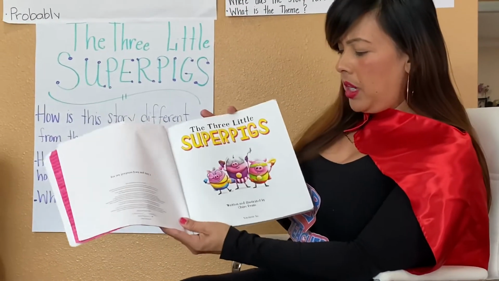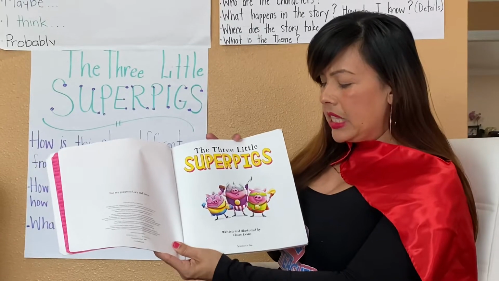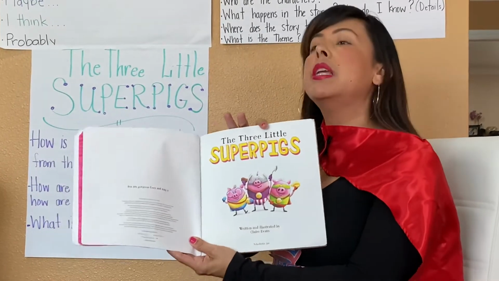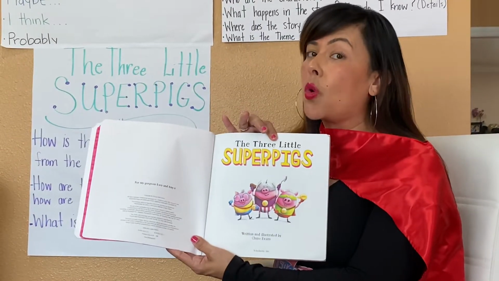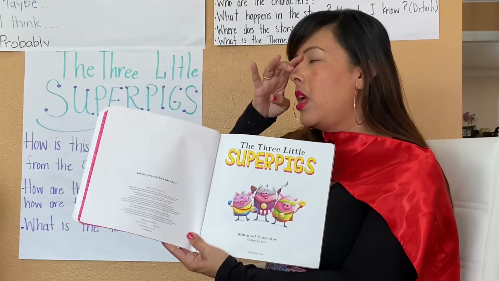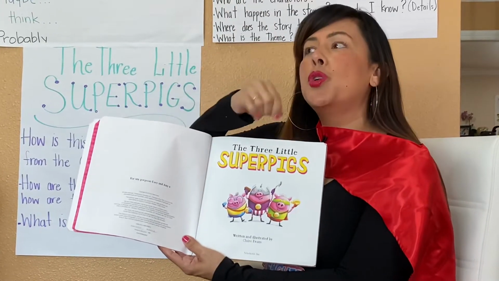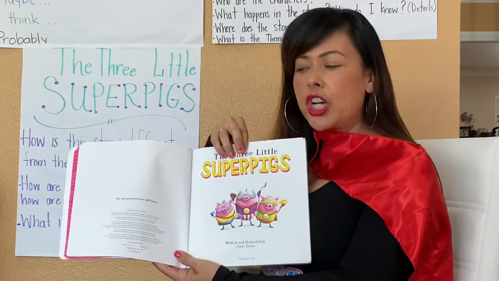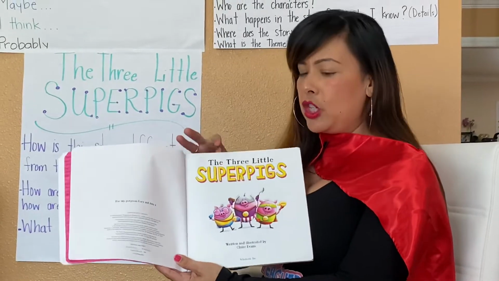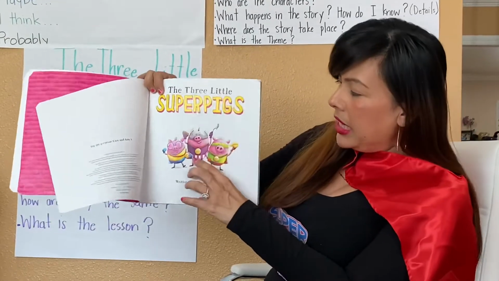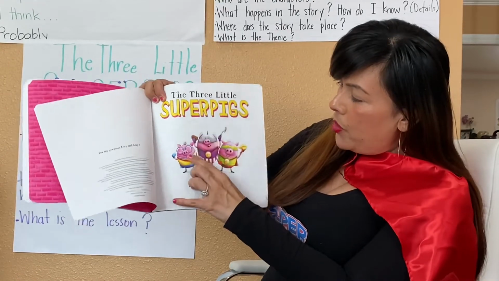So this book is written and illustrated by Claire Evans. That means that not only does she write the story, not only is she the author, but she's the illustrator. She drew all the pictures. Wow, what an artist. And look, they're Super Pigs. And let's really see. What do you notice?